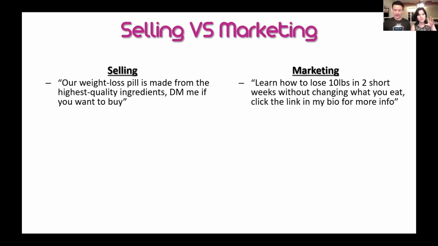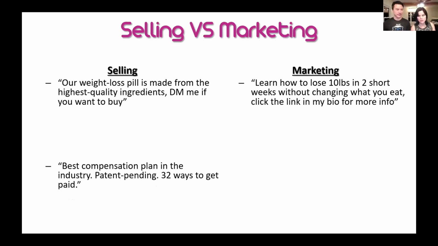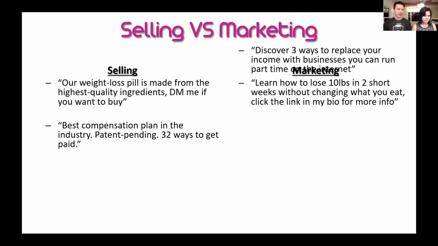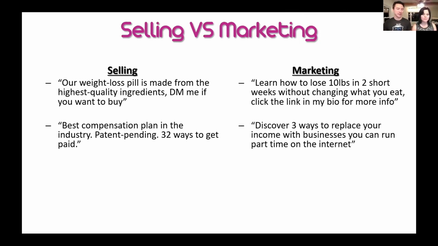This slide here, guys, you're going to want to grab a screenshot of as we go through it. Selling: best compensation plan in the industry, patent pending, 32 ways to get paid, blah, blah, blah. Who cares? People don't. Again, we're talking about what it is. In order to sell my product, I have to talk about my product. And marketing: discover 3 ways to replace your income with businesses you can run part-time from home on the internet. That actually sounds appealing. That's interesting. You're talking to your audience and how it's going to serve them.